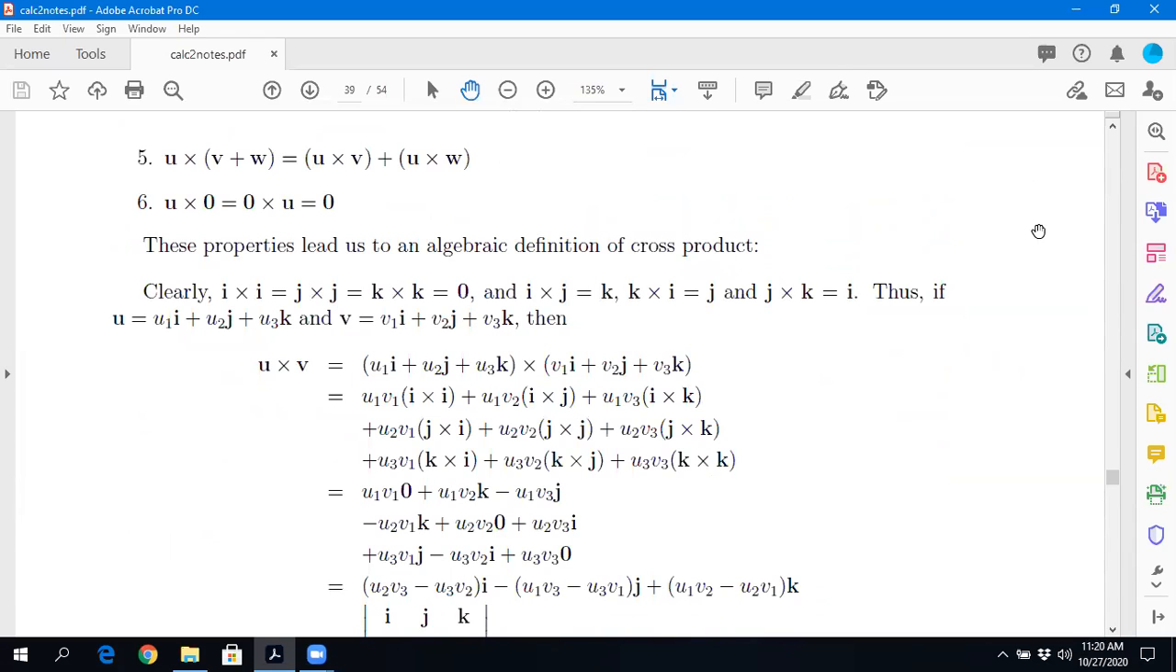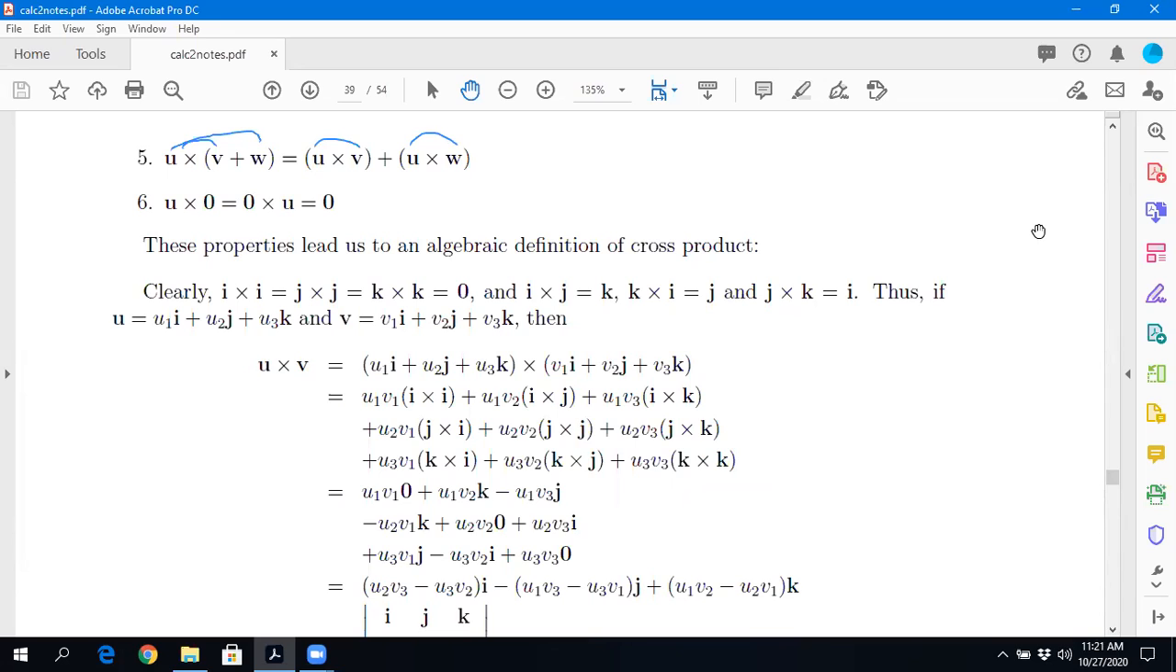Next, what about a little distributive law? Well, we have one of those. U cross V plus W is the same thing as U cross V plus U cross W. So there's a little distributive law that still holds. What if I take the cross product of a vector with 0? What do you think I'm going to get? Well, I'm going to get a degenerate parallelogram again. I would have one vector and a degenerate second vector, and therefore I would get a degenerate parallelogram. So the area would be 0, so the cross product should be the 0 vector.